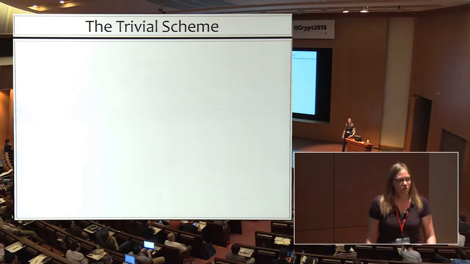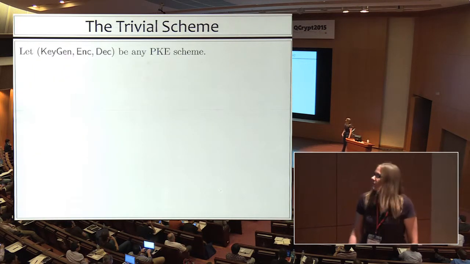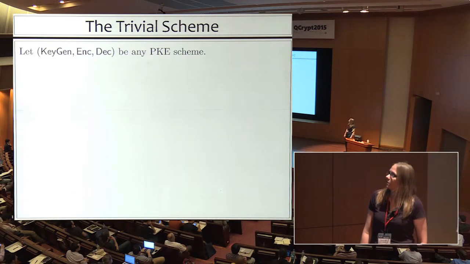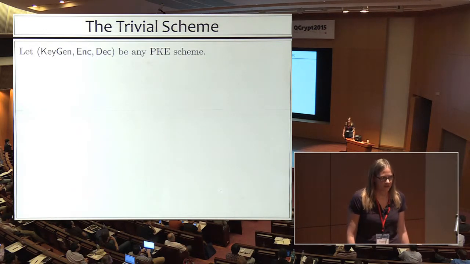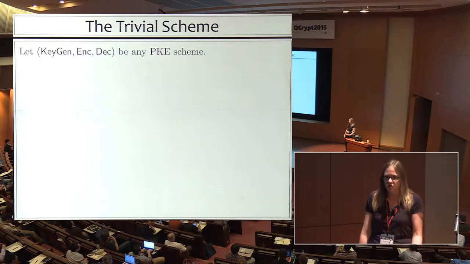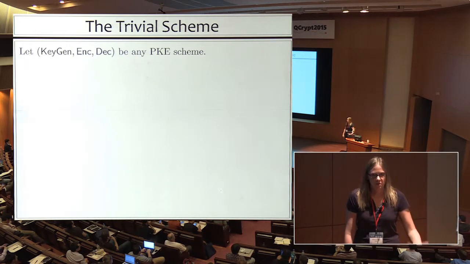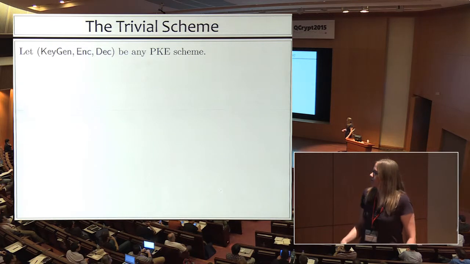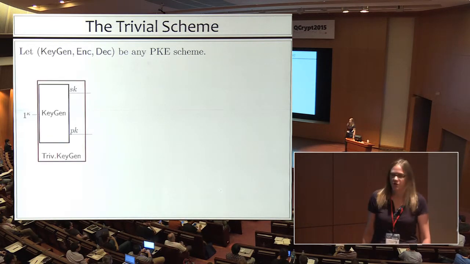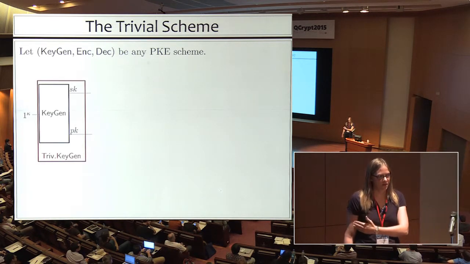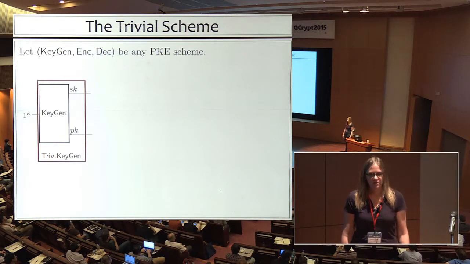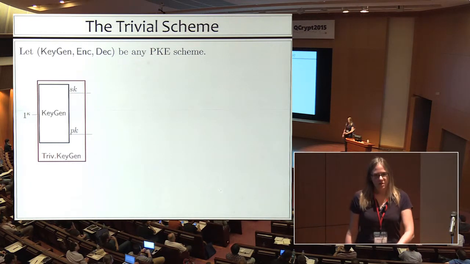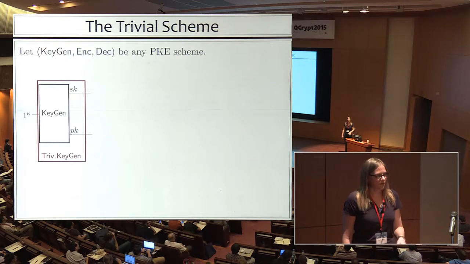I call this the trivial scheme. So we fix any public key encryption scheme which is CPA secure. This consists of a key generation procedure, an encryption, and a decryption procedure. Our trivial scheme is going to be as follows. Our key generation procedure is just going to call the public key scheme's key generation procedure. This just outputs an encryption key and a decryption key, and we're not going to need any evaluation key.